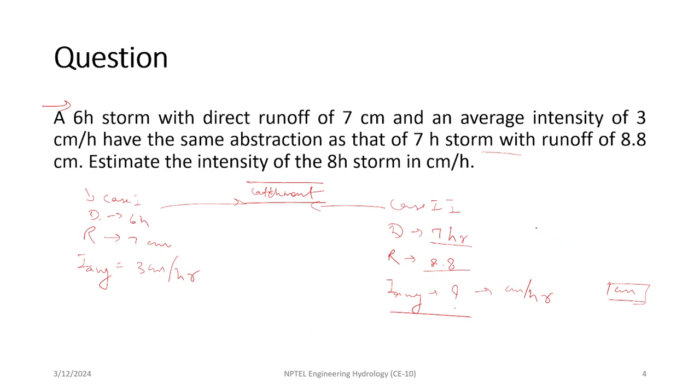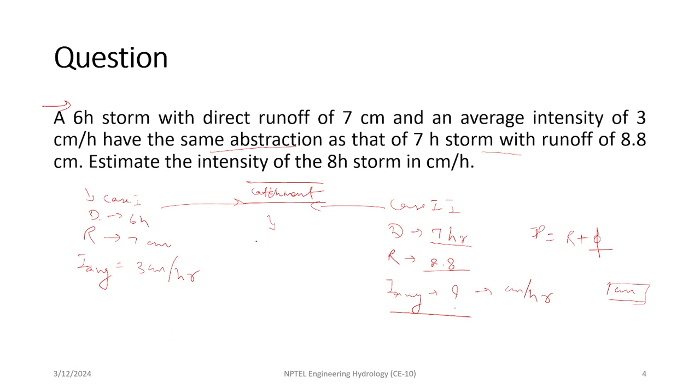So definitely, if we want to compute rainfall depth, I am writing rainfall depth as P. If we want to compute rainfall depth, then what will be the P? P will be simply R plus infiltration, right? If there may be losses, it is saying that abstraction is the same. In the entire catchment abstraction is the same.